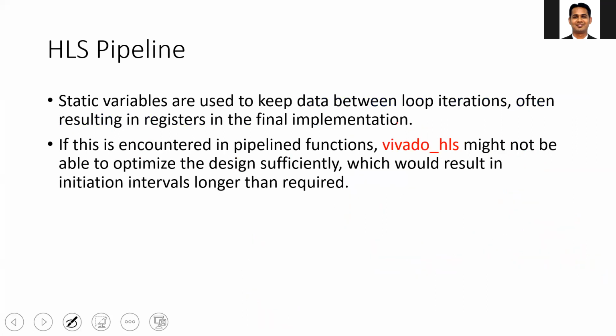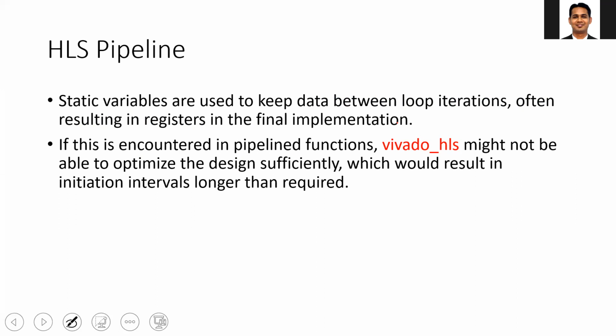One of the last things is the static variable. Static variables are used to keep data between loop iterations, often resulting in a data dependency from one iteration of the loop to another. In pipelining, we are trying to make the next iteration of the loop start functioning before the completion of the previous iteration. But if there is a data dependency between the two iterations, we cannot start the next iteration until the data dependency is resolved. Okay. So in that case, you may not be able to get the initiation interval of 1.